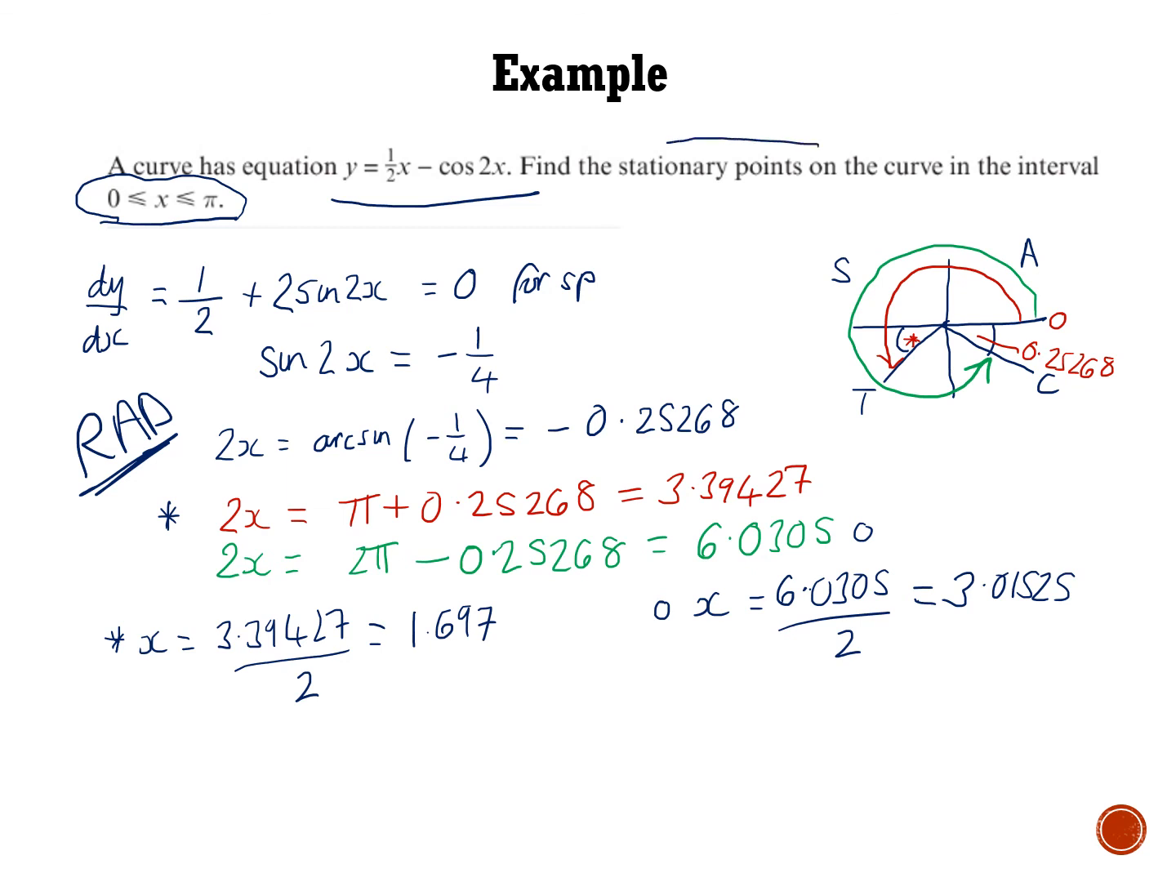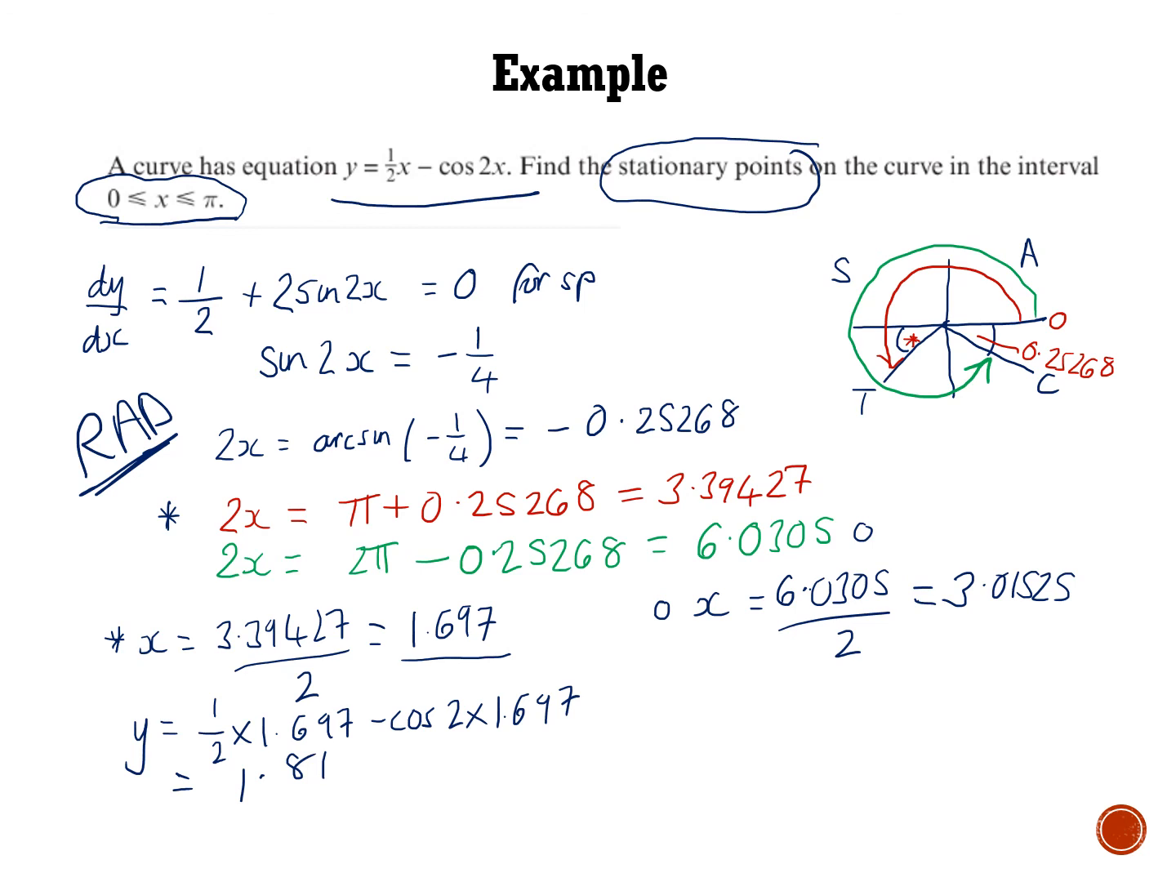Now here's the bit where you make sure that you are aware of what it's asking you for. It's asking you for stationary points, so it's expecting you to give coordinates. So this is my value of x, so I sub back into my equation to get y. I'm going to show my subbing in, half times 1.697 minus cos of 2 times 1.697, in radians, 1.8167. So I'm going to give my answer as coordinates, and here I'm going to round to 3 significant figures. No accuracy is specified, so 3 significant figures is always a good level of accuracy if nothing is asked for.